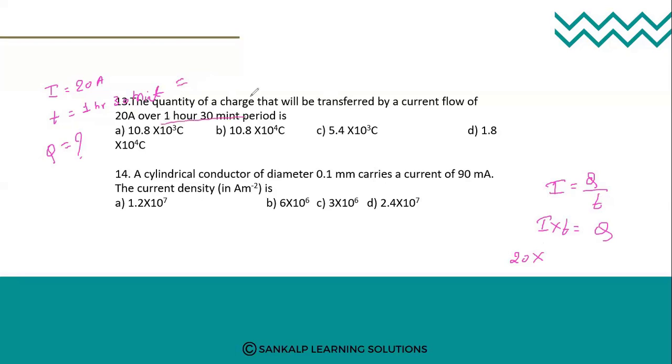1 hour 30 minute is given. So 1 hour 30 minute will be how much in seconds? Yes, 1 hour 30 minutes. In seconds, you have to convert. We cannot take it in hour and minute.